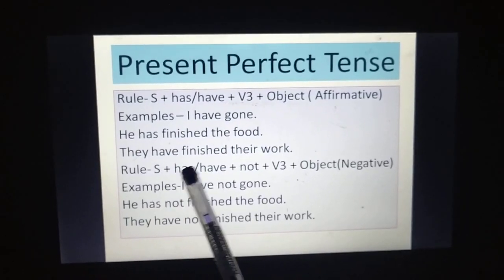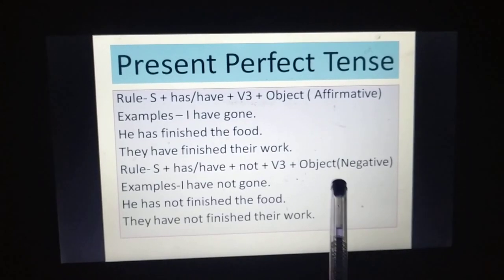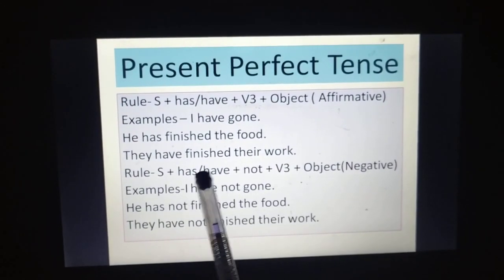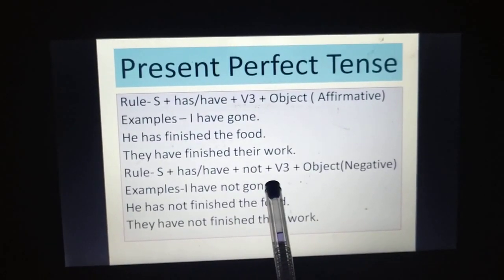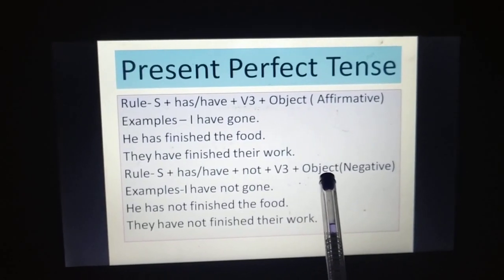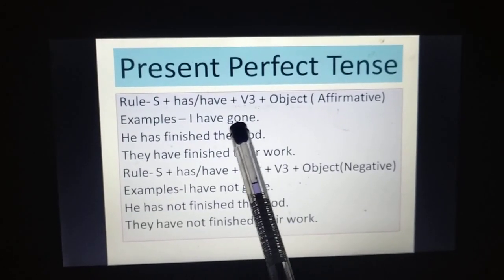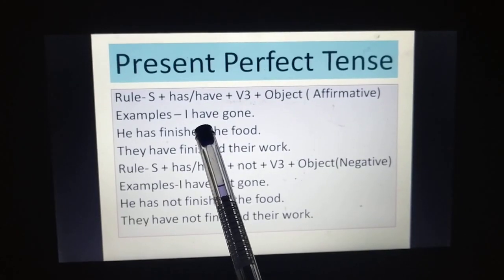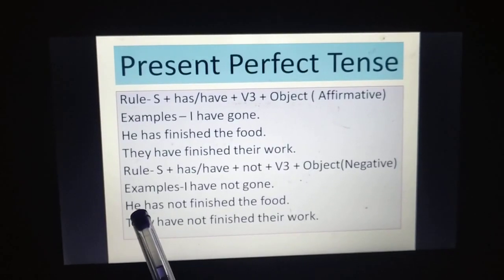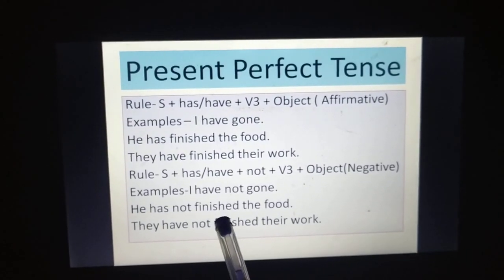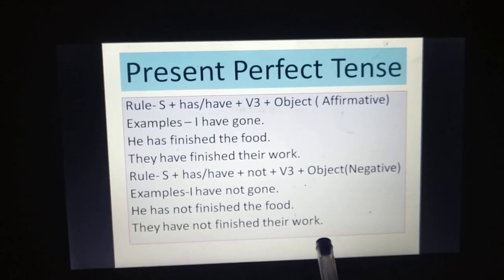Now we will study the rule for negative sentences, or we can say change of affirmative into negative. Subject plus has/have plus not. We will use not after has or have, plus V3 plus object. I have not gone. Look, I have gone, where we will put not after the helping verb, after have. So it will become I have not gone. Next, he has not finished the food. They have not finished their work.